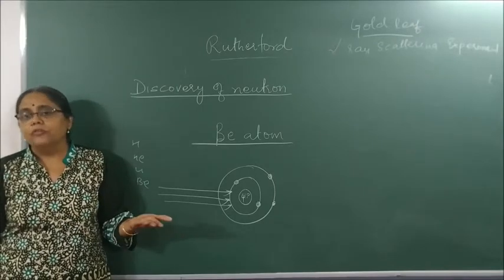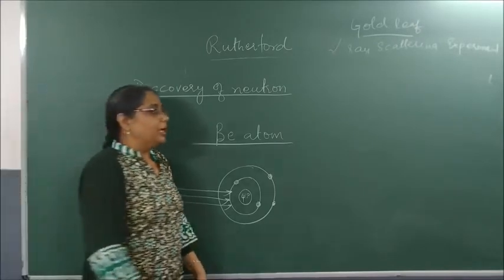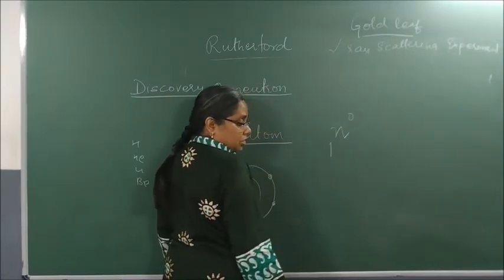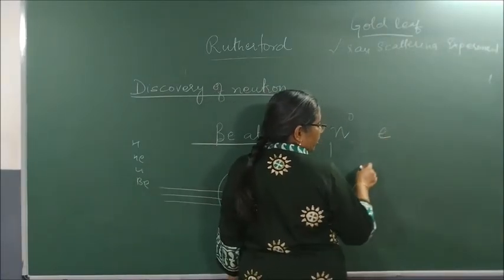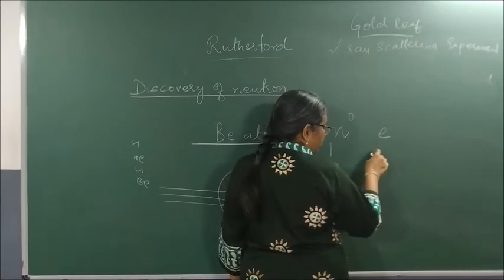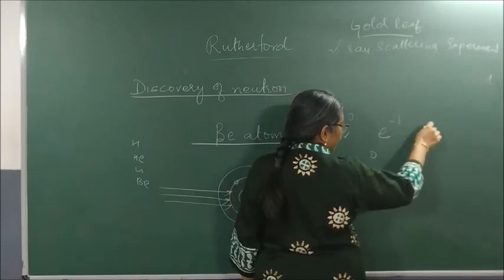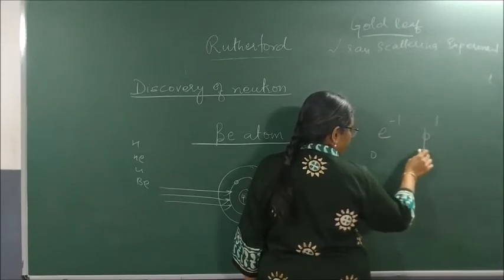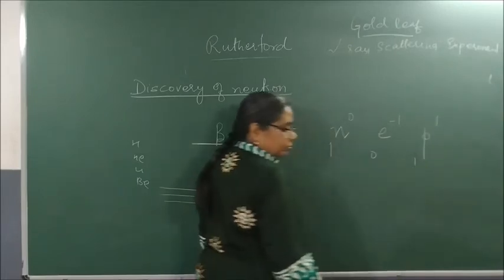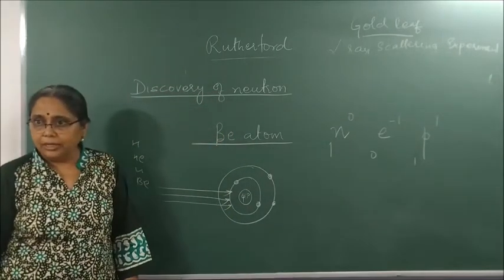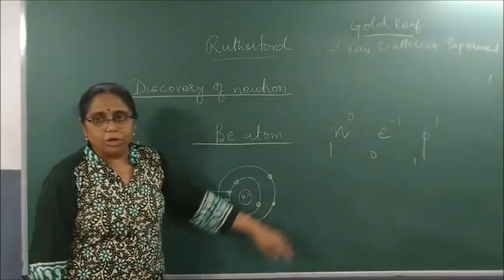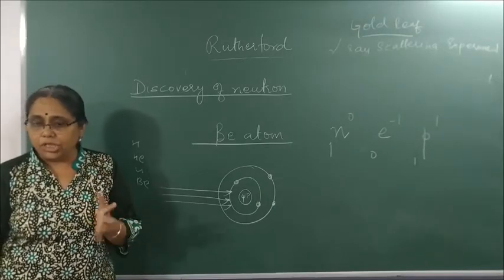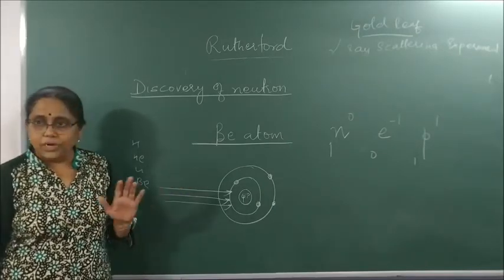Such particles were neutral in nature, with a mass of 1 but a charge of 0. Electron: mass 0 and charge -1. Proton: mass 1, charge +1. Understood? So this is the neutron. Neutron mass is 1 but charge 0. So this is how neutrons were discovered.